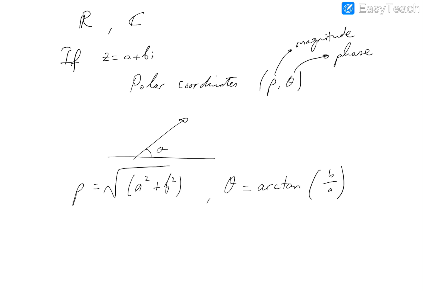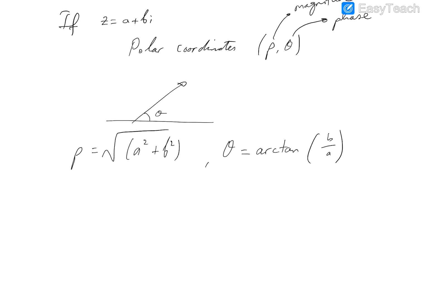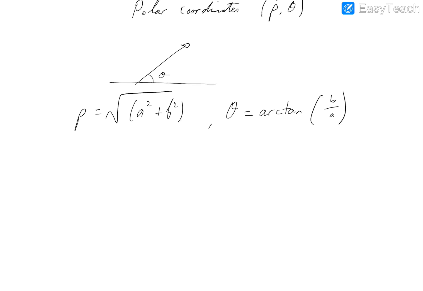And how do we go back from polar to Cartesian representation? Again, by the use of trigonometry, given rho and theta, a will be equal to rho times cosine theta, and b will be equal to rho times sine theta.